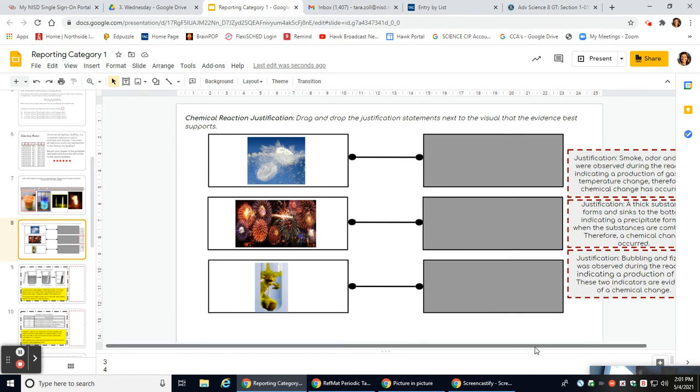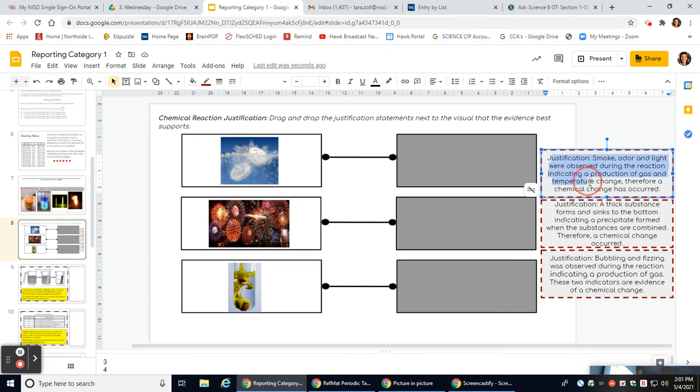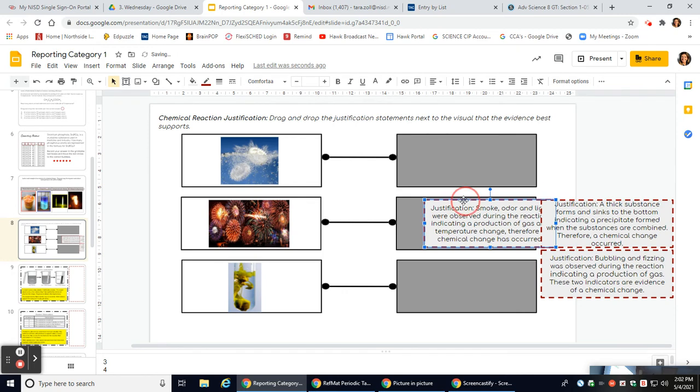Okay, moving on to our next activity here. I'm just going to scroll over to read our cards. So let's drag and drop the justification for these pictures. So justification here says smoke, odor, light were observed during a reaction, indicating a production of a gas. Temperature change, therefore a chemical change has occurred. So smoke, odor, light. Okay, that looks like the fireworks. So we'll put it there and see how that works out.